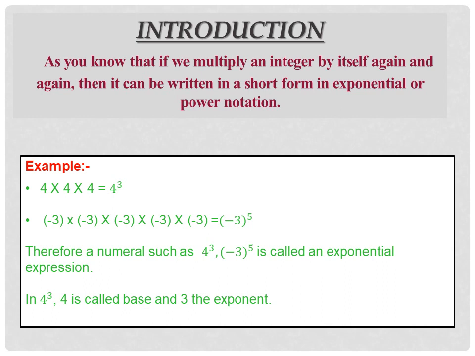Therefore, a numeral such as 4 raised to power 3 and minus 3 raised to power 5 is called an exponential expression. Here in 4 raised to power 3, 4 is called the base and the power 3 is the exponent.